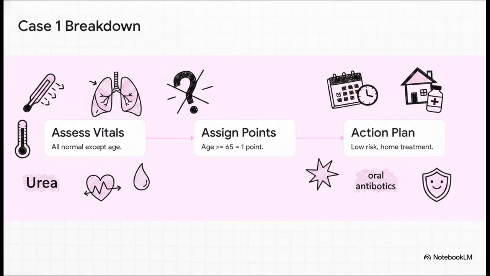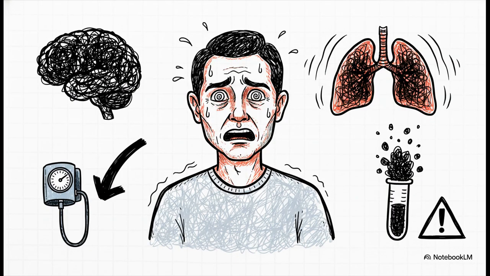Okay, let's walk through the math together. Confusion? Nope, that's 0 points. Urea is 6.0, which is below the 7 threshold, so 0 points. Respiratory rate is 24, under 30, so 0 points. Blood pressure is totally normal, 0 points. Age? Well, the patient is 70, which is over 65. That gets exactly 1 point. So, with a total score of 1, we can confidently conclude this is a low-risk patient who can be treated safely at home with some oral antibiotics. Easy enough, right? Now, let's look at a much more terrifying scenario.